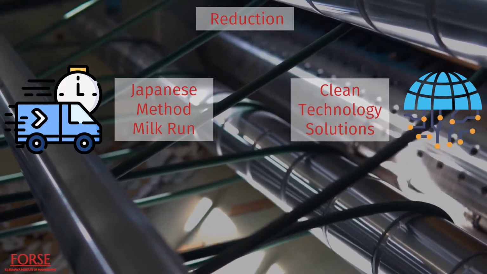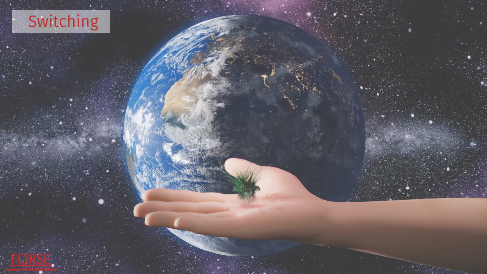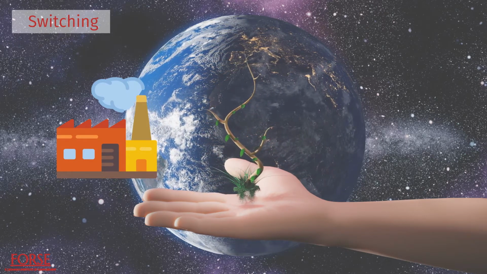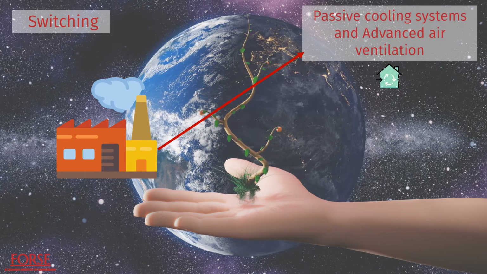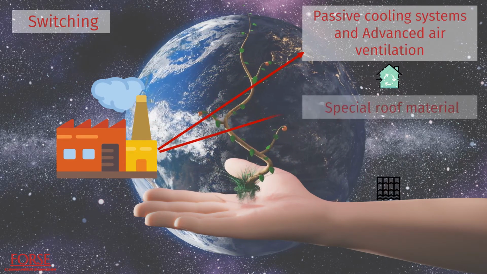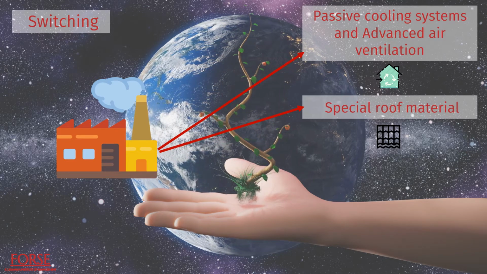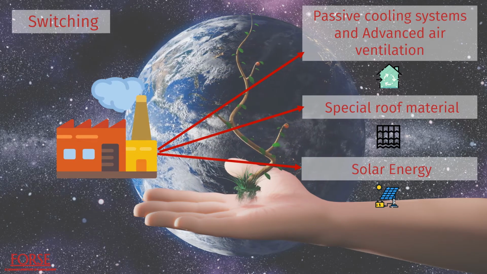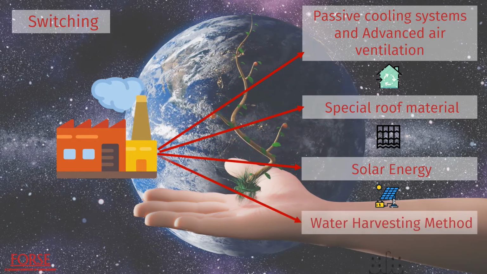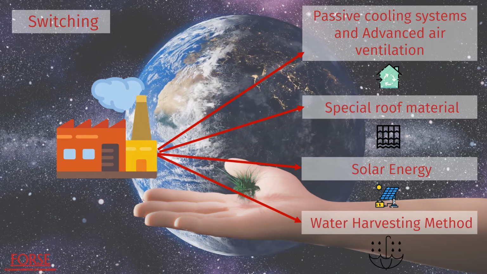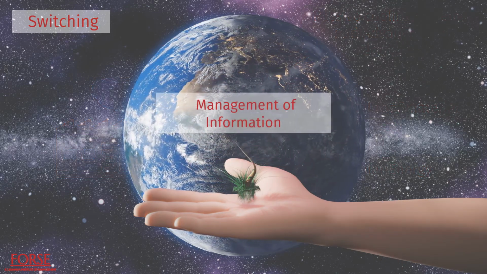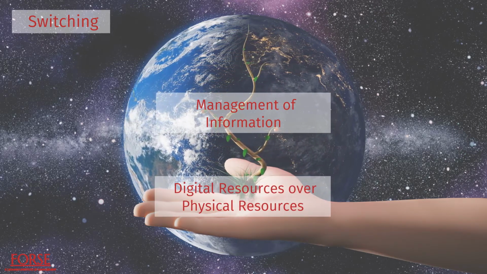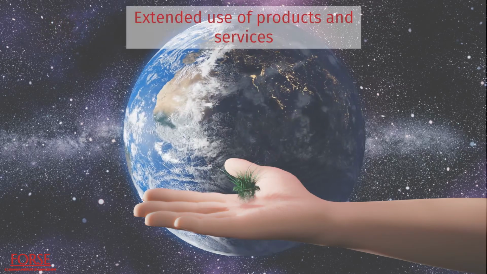Switching. Another plan for sustainability is to switch to clean energy sources. Factory architectures are evolving in accordance with the concept of sustainability. Passive cooling systems and advanced air ventilation architecture in the shop floor, use of special roof materials to harvest natural lighting for the factory, exploitation of the vast area of roofing and terrace to harvest solar energy by heating and photovoltaic systems, and increased investments in water harvesting methods will be some of the features of factory design. Since the majority of services revolve around the management of information, service design would prioritize the use of digital resources over physical resources.